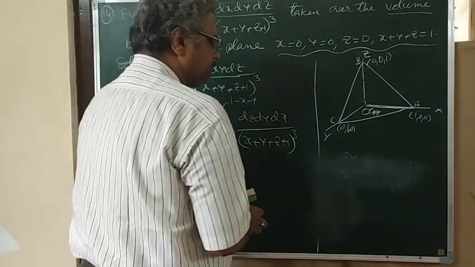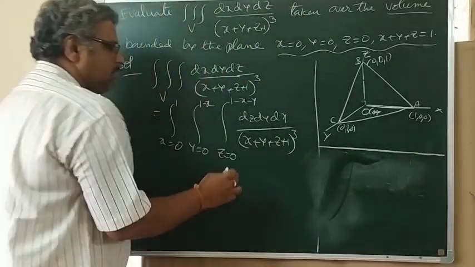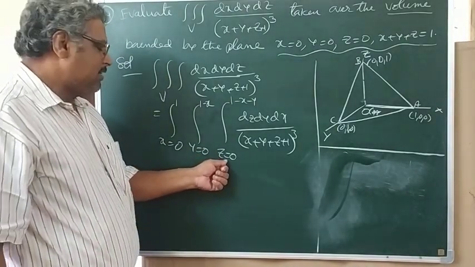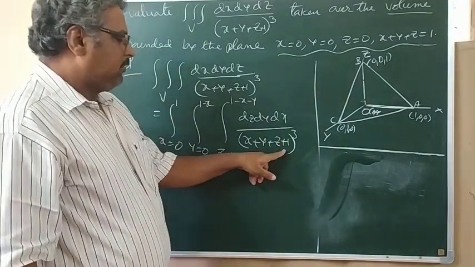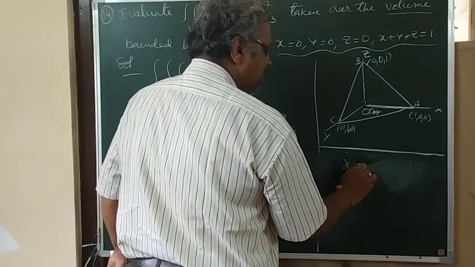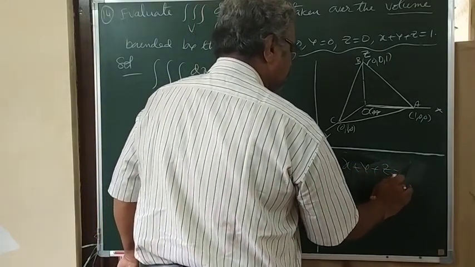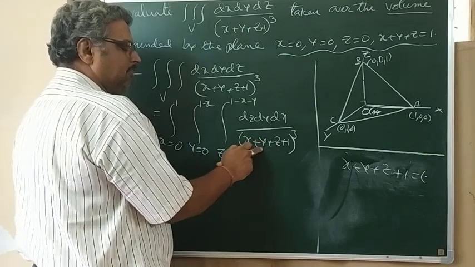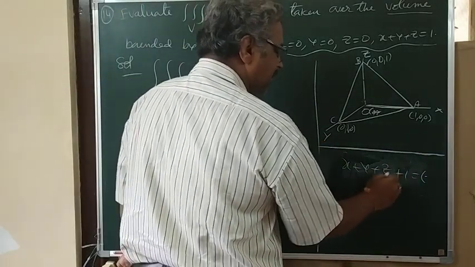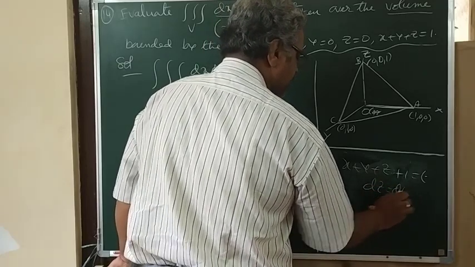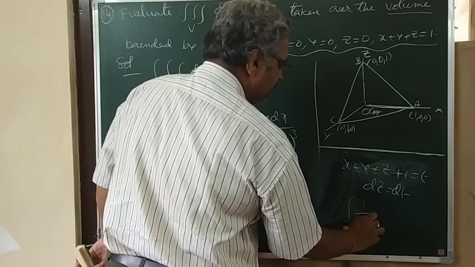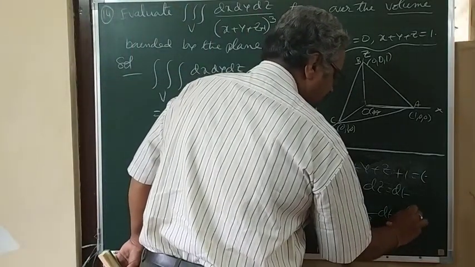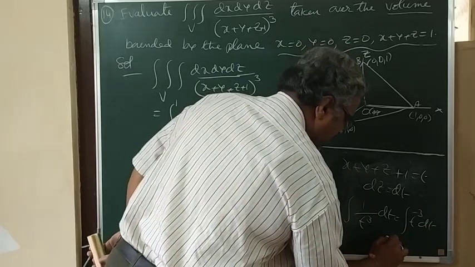Evaluation of this integral. Now, integrate with respect to z, then with respect to y, then with respect to x. If you integrate with respect to z, the other two variables are treated as constant. Here, assume the denominator equals t: x plus y plus z plus 1 equals t. Here z is our variable, other variables are treated as constant. If you differentiate with respect to z, then dz equals dt. So now this integral becomes 1 by t cube.